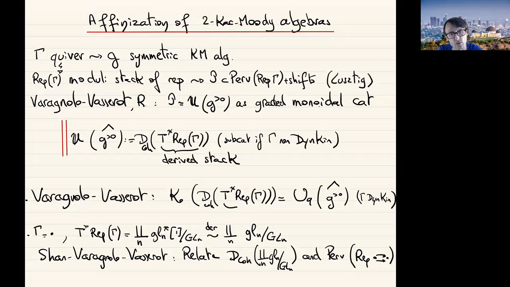And Shan, Varagnolo, Vasserot have proven that the derived category of coherent sheaves on that derived stack, or on gl_N mod GL_N, which is just a stack, should give you a part of the categorical version of SL_2 hat. So we start with a quiver that has to do with SL_2, we've affinized, and we can realize SL_2 hat. SL_2 hat is a Kac-Moody algebra. We can realize the positive part by using representations of the Kronecker quiver and perverse sheaves.